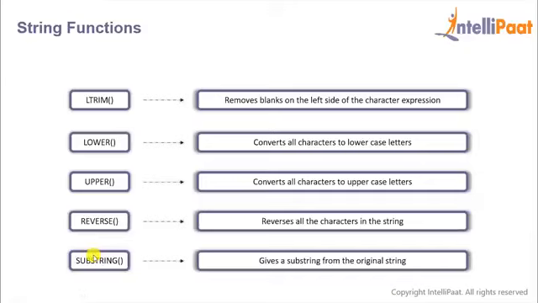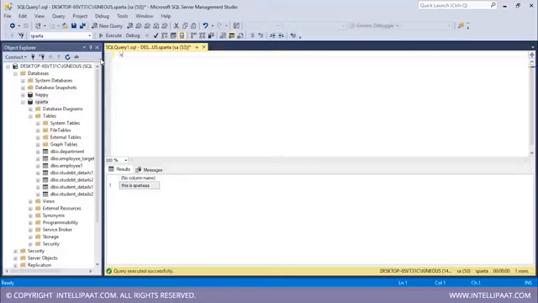And finally, we have the substring function, which gives us a substring or part of the string from the original string. Now let me give in the original string first. So I will type select, and then the string would be this is Sparta. Now let's say I would want the substring Sparta from this entire string. So this is where we can use the substring function.